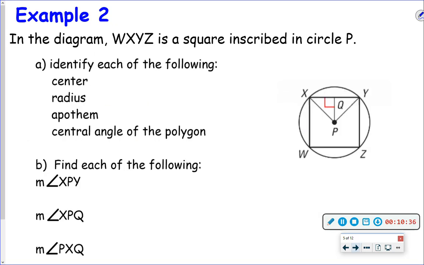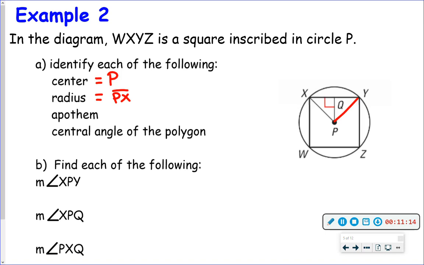In the diagram, WXYZ is a square inscribed in the circle. Identify each of the following. Okay, vocab, let's do it. What do you got for a center? P. How hard is that? There's a couple radii in here. Give me a radius. P to Y, P to X. I'm going to put a segment symbol on them. Now, quick question for you. Is PQ a radii? No, because Q is not on the edge of the circle, so be careful there.